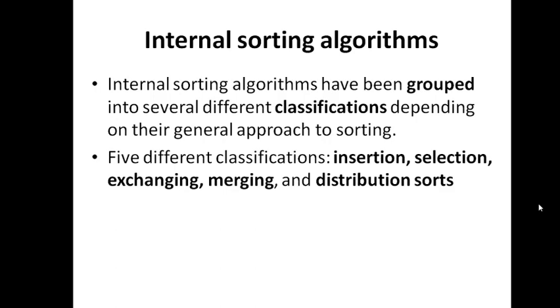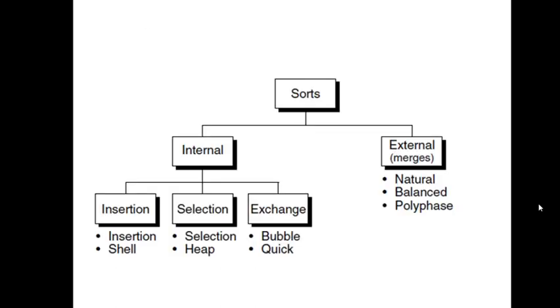Internal sorting is further classified into insertion sort, selection sort, exchanging based sort, merging, and distribution sorts. These are the various categories that I just mentioned. So we have insert sort and shell sort under the category of insert sort, selection and heap sort under selection sort, bubble and quick sort under exchange sorts. And there are external sorts which are just out of our discussion. So we have these examples also for them.